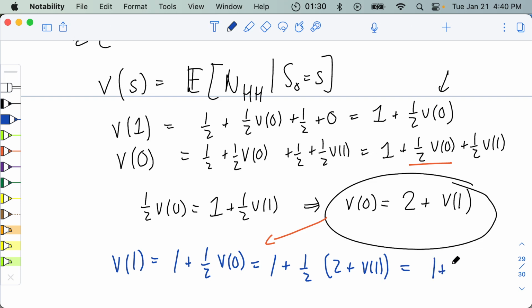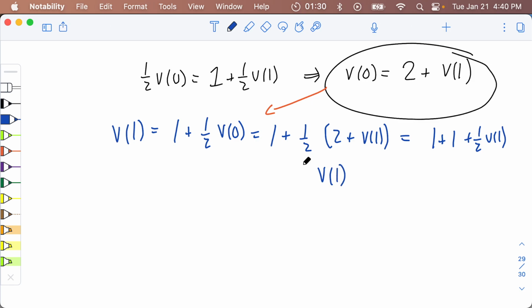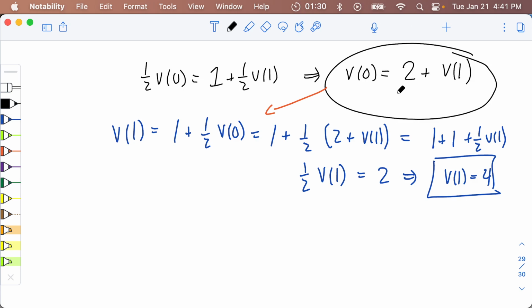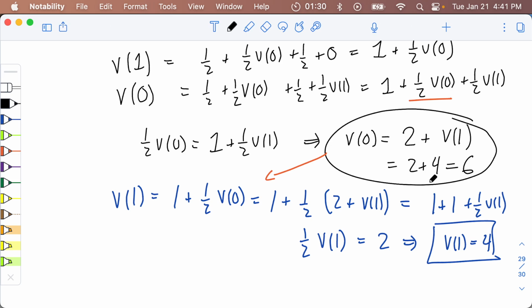which is also known as 1 plus 1 plus 1/2 V of 1. Okay, so V of 1 equals 1 plus 1 plus 1/2 V of 1. So 1/2 V of 1 equals 2, which implies V of 1 equals 4. And if V of 1 equals 4, then V of 0 is 2 plus 4, which is 6. So we've solved the whole system. We got these equations in terms of themselves. In this case, the answer was, starting at state 1, it's going to take you 4 flips on average to get to the end. Starting from state 0, it's going to take you 6 flips. And that is a solution to the equations.